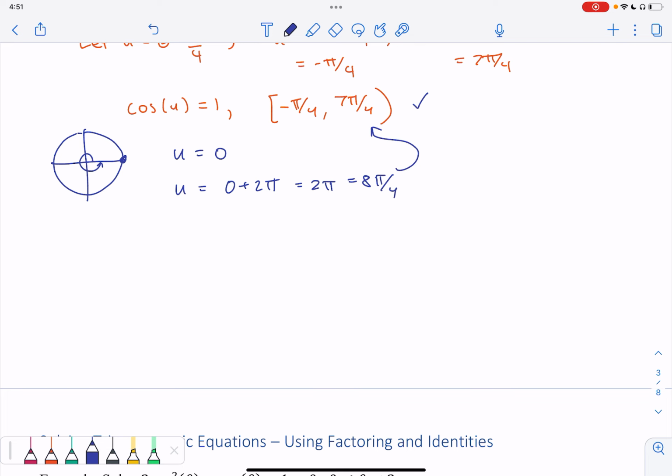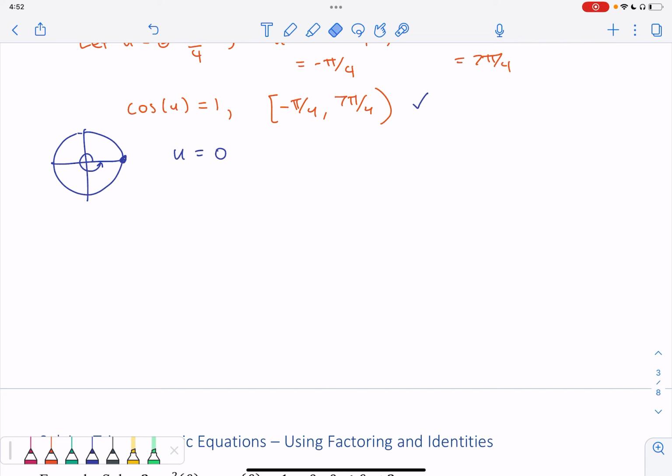So, nope. What if we tried to go backwards? What if we did u is 0 minus 2 pi? Minus 2 pi is equal to negative 8 pi over 4. That's much too big, right? In terms of going the other direction, it's outside of my interval the other way. Okay, so I found everything, and it's just u equals 0.